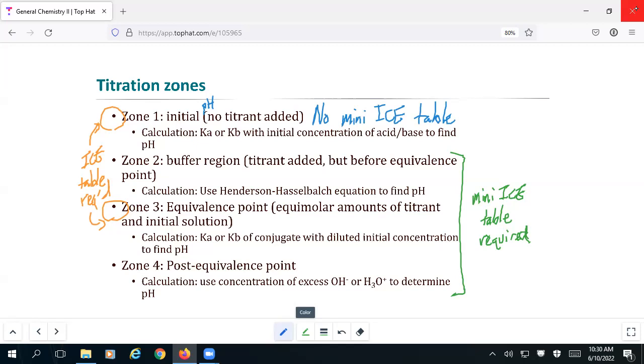So you do a mini ice table, you figure out how many millimoles of the hydroxide are left over after the conjugates reacted away. You turn it into a molarity, you plug that right into the pH equation or the pOH equation.